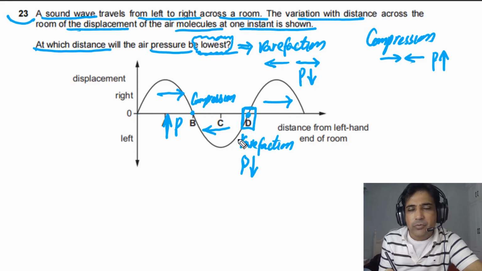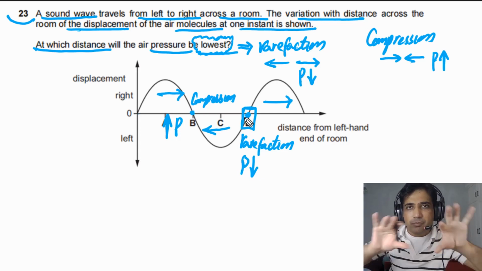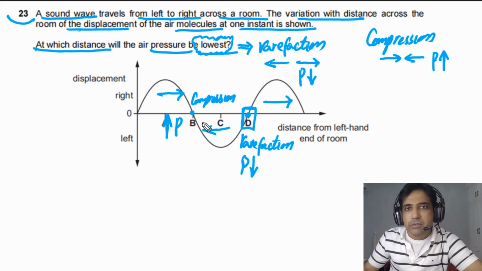Very straightforward question if your concept is clear. First thing you need to understand: what is rarefaction, what is compression, and how to find them from a displacement against distance graph. So displacement positive, particles moving to the right. Displacement negative, particles are moving to the left. So we can find this one is compression and this is rarefaction because particles are moving away from each other. So the answer for this question is D.